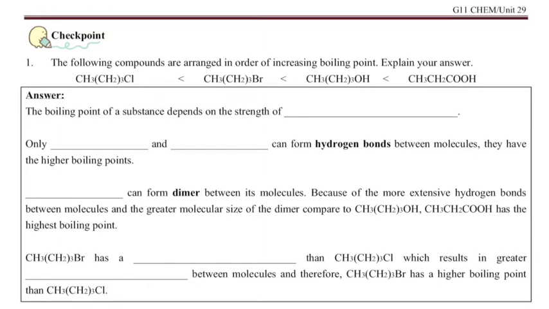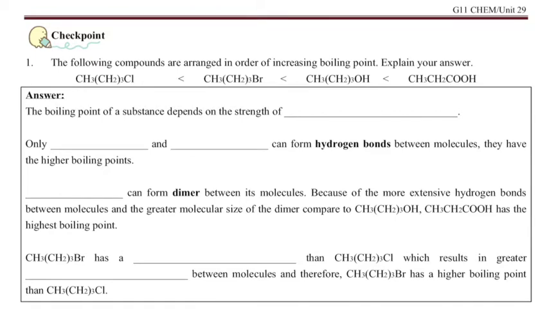So take a look at the first one. The following compounds are arranged in order of increasing boiling point. Explain your answer. Here we got a carboxylic acid, followed by an alcohol, and followed by two haloalkanes.